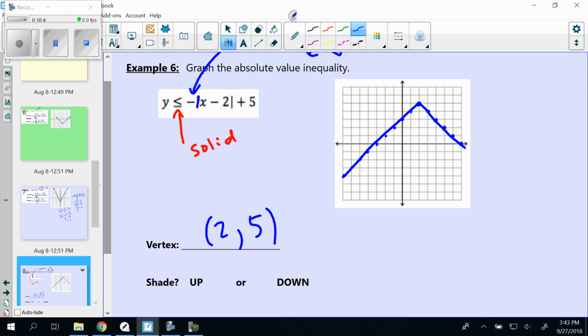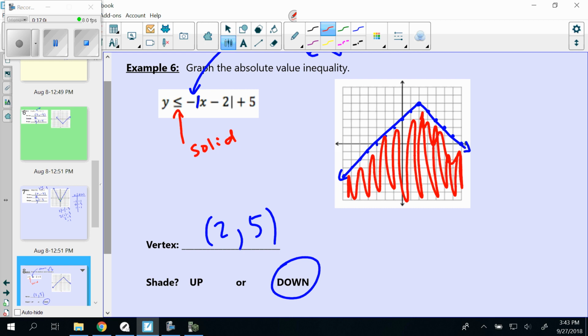Now we also have to decide, should we shade up or shade down? If it's less than, if we want all the points less than this, we definitely want to shade down. So on this one, all the points that are solutions are going to be underneath this absolute value graph. So we shade everything there.